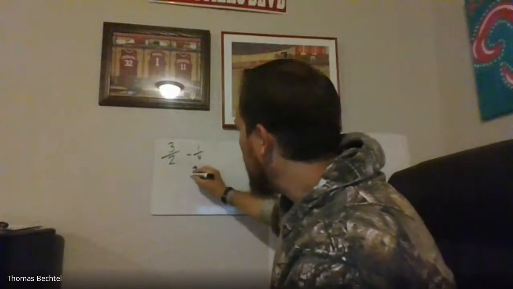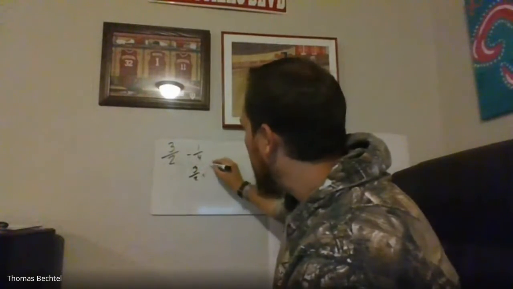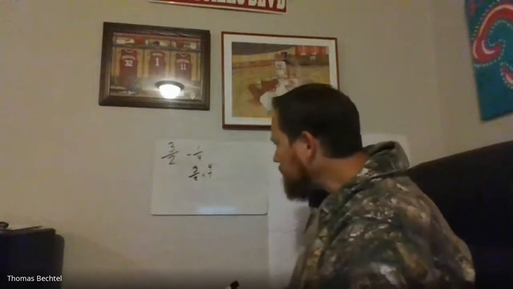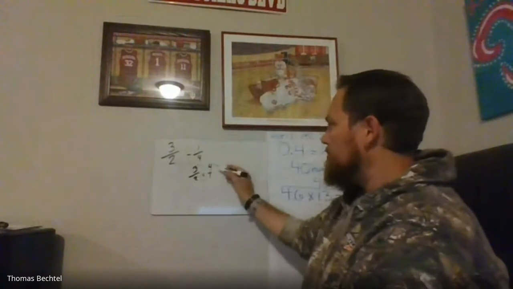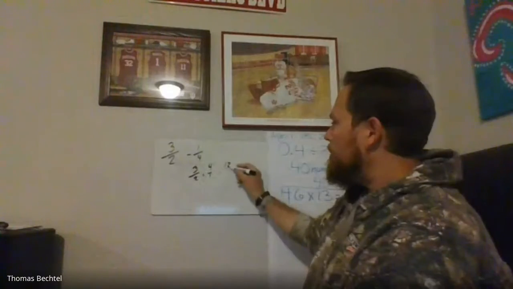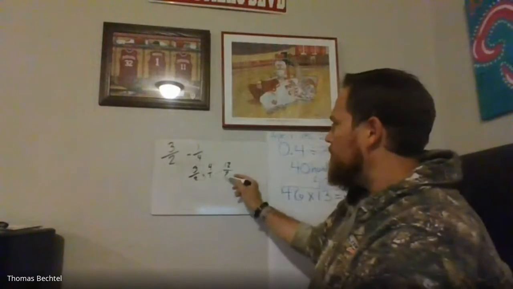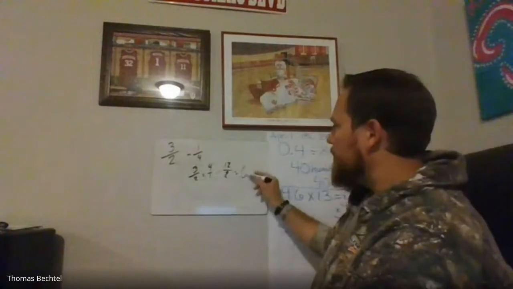So it'd be 3/2 times 4/1. So we got 3 times 4, which is 12. 2 times 1, which is 2. 12 over 2 is 6. Okay.